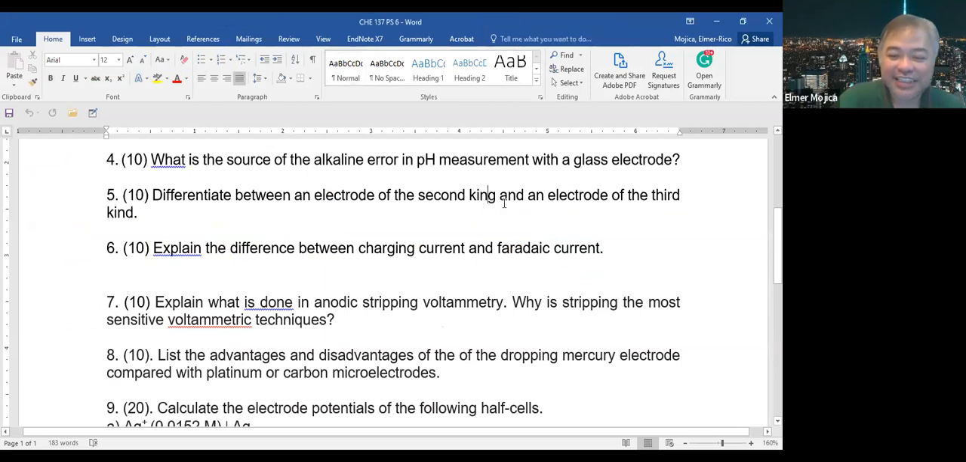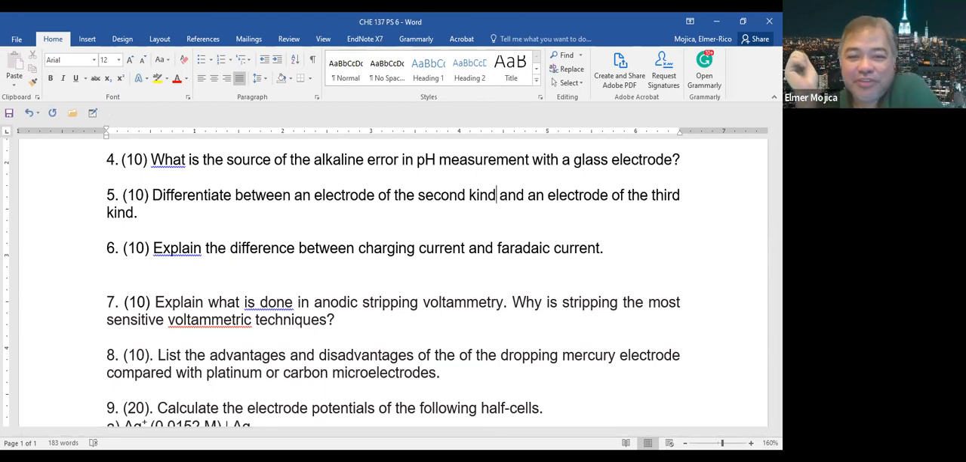This is not king. This is kind, okay? Differentiate between an electrode of the second kind and the electrode of the third kind. Alam niyo ba yung close encounters of the first kind, close encounters of the second kind, close encounters of the third kind? Alam niyo yun? Alien. Pero anong ibig sabihin nun? Yeah, yung close encounters of the third kind, ano yun? Movie yun. Pero anong ibig sabihin na first kind, second kind na encounter?